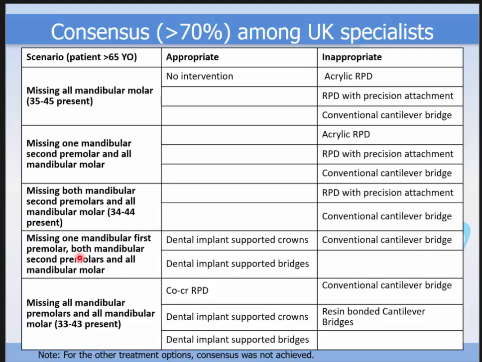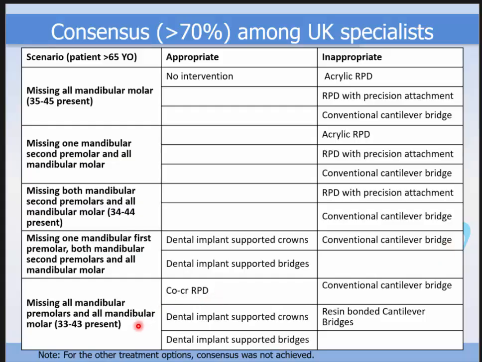With patients with more missing teeth, you further lost more premolars. Then you lost one more premolar, you are missing both second premolars and all molars. In these kinds of cases, we have more missing teeth. Even though the patient is old, they came to consensus that dental implant crowns and bridges are actually appropriate treatment options to provide for them. However, conventional cantilever bridge is an inappropriate treatment plan.